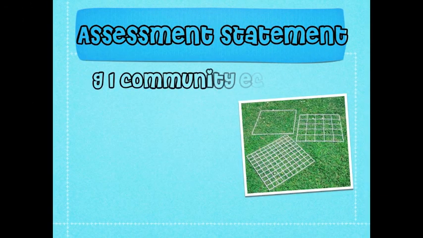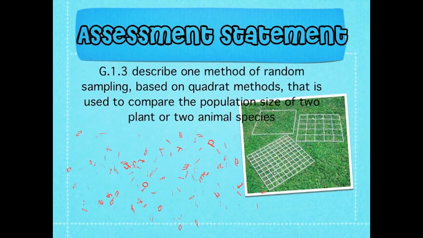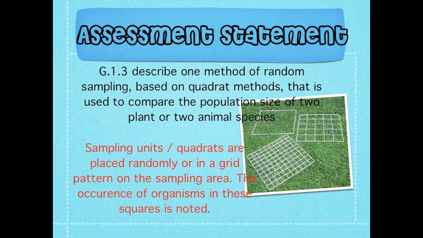For the assessment statement under the topic of G1 Community Ecology, G1.3 states: describe one method of random sampling based on quadrat methods that is used to compare the population size of two plant or two animal species. In short, quadrat sampling is a sampling method in which sampling units, or quadrats, are placed randomly or in a grid pattern on the sampling area. The occurrence of organisms in these squares is noted.